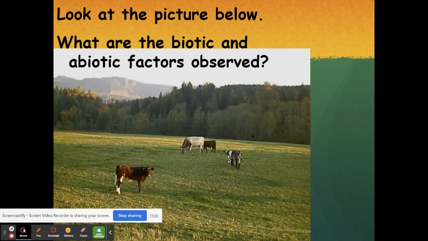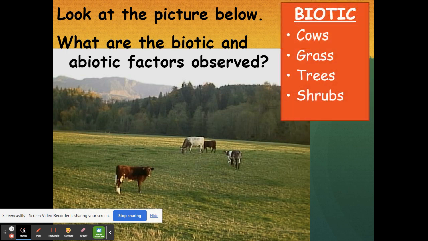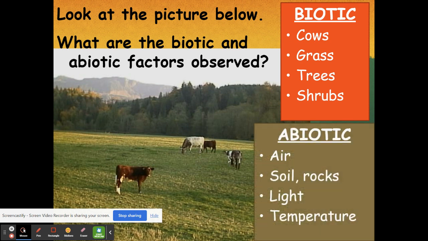Biotic factors are, of course, the things that are living. So take a look at this picture. What do you see that is living? You should say the cows, grass, trees, shrubs, any kind of plant. What about the abiotic factors? Abiotic factors, again, never been living, not alive. Sunlight, air, temperature, soil, rocks. These are things that have never been alive, and it all works together to create this ecosystem.